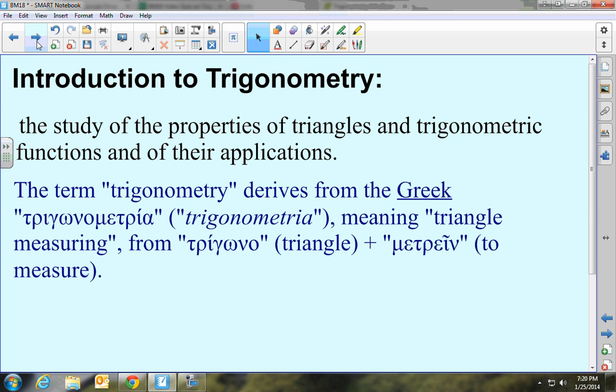Just some basic introduction information. Where does trigonometry come from? Well, the word comes from the Greek, trigonometria, and when you break that word down, it actually means triangle and measuring. So trigonometry, triangle, and measuring. So we're measuring triangles here, and we're going to use some of the universal properties of triangles that we've already learned about in order to find out some more information about a given triangle.